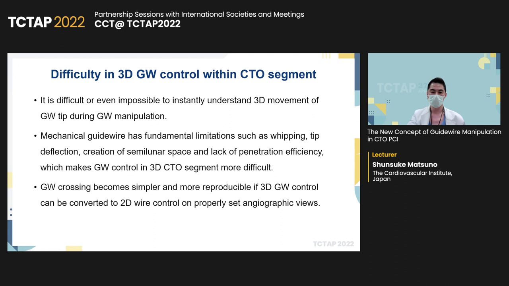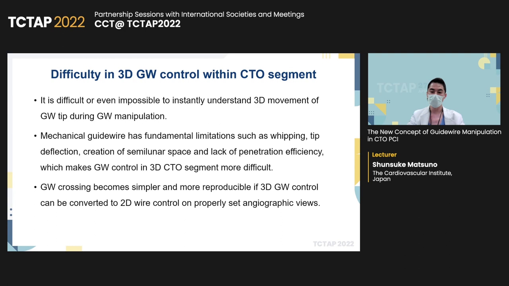In addition, as Shimoji-sensei emphasized, mechanical guide wires have fundamental limitations such as whipping, tip deflection, semilunar space creation, and lack of penetration efficiency, which makes guide wire control in the 3D CTO segment more difficult. Accordingly, a new guide wire manipulation method has been eagerly awaited. If 3D guide wire control can be converted to 2D wire control on properly set angiographic views, guide wire crossing becomes simpler and more reproducible.